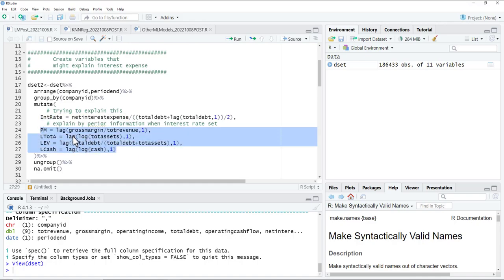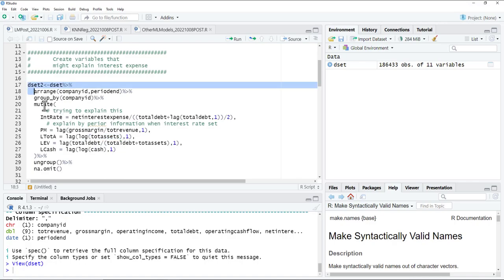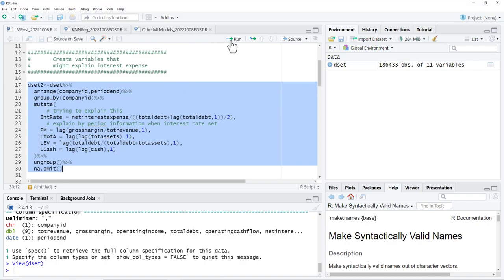Another thing we have here is total assets has very, very large values in it. So notice I took the natural log of those assets so that we can make the distribution a little easier to work with. So we run these, create the variables.